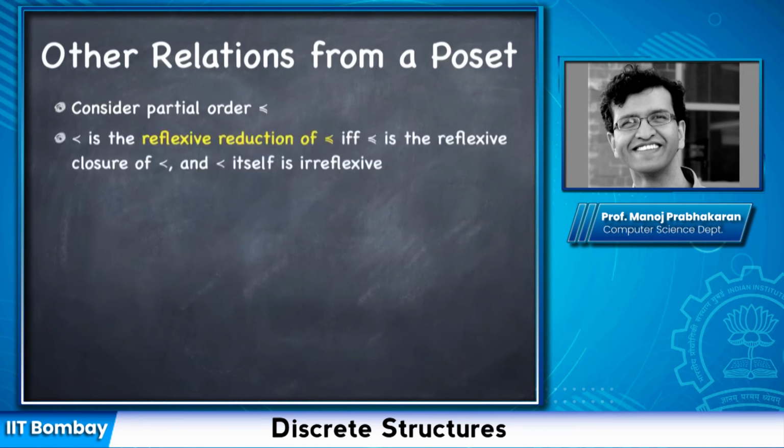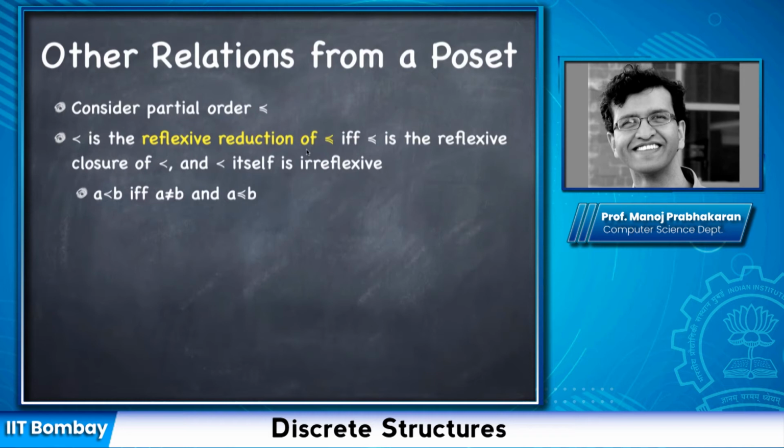I can define a strict partial order from that simply by removing all the reflexive relations, all the self loops. So what I would be left with is this relation, which is defined as the same as the original given relation, except an element is not related to itself. Okay. So this relation is called the reflexive reduction of the original relation.